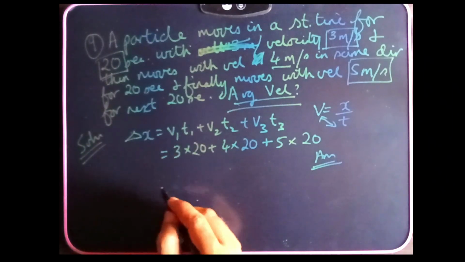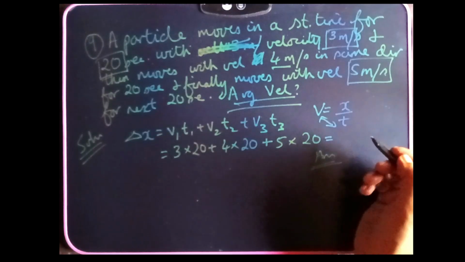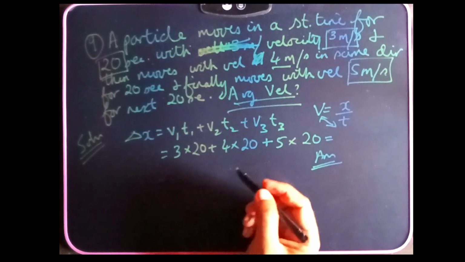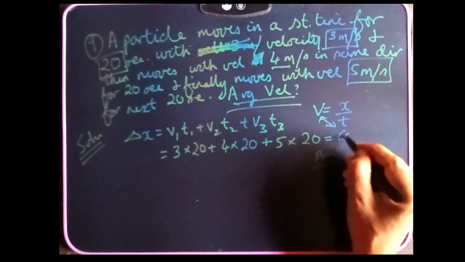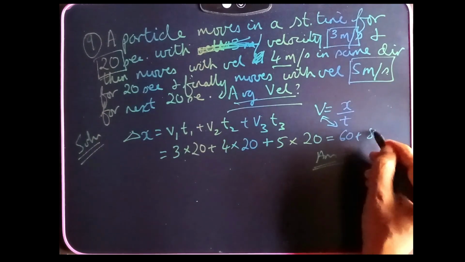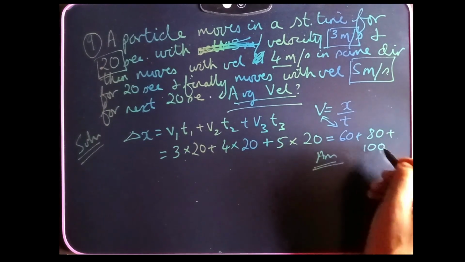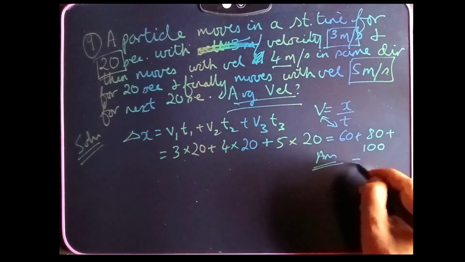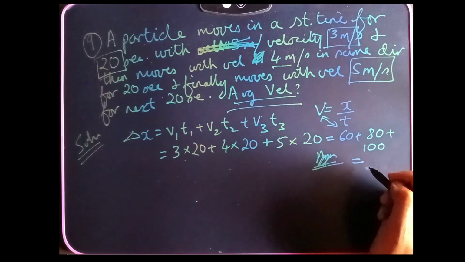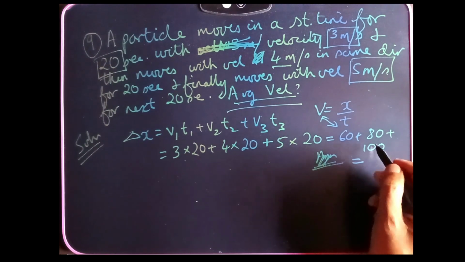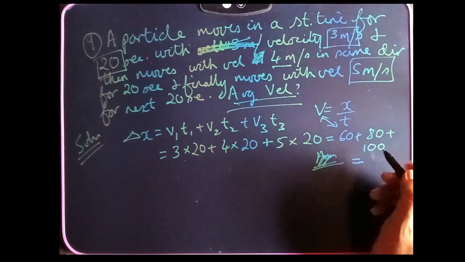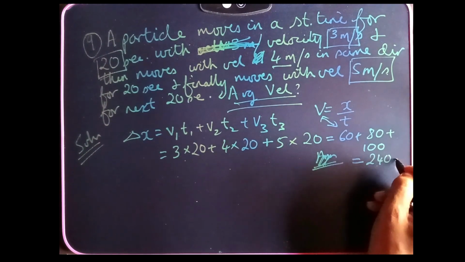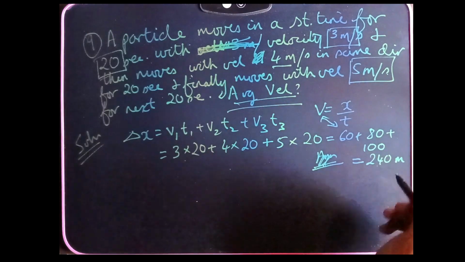Okay, let's try to solve it. This will be 60, this will be 60. 60 plus 80 plus 100. So how much will it be? 60 plus 80 will be 140, plus 100 will be 240. 240 what? 240 meter, right? Everything in seconds, so meter.